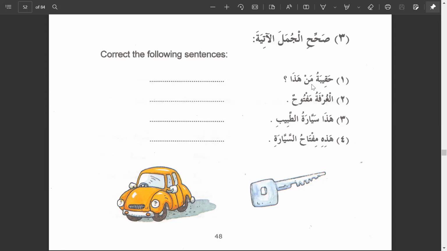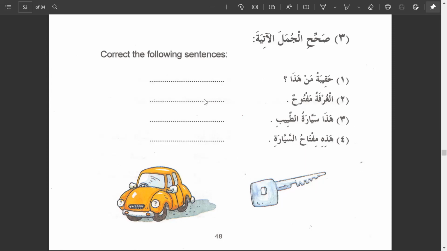Haqibatu is feminine because of the ta marbuta. Bag, a purse. Oh yeah, that's feminine. So where is the mistake? Man hadhihi. Yes, man hadhihi. So you are going to write. This is your homework. You are going to write the answer in your book. You need to rewrite the sentence with correction. Haqibatu man hadhihi. Whose bag is this?